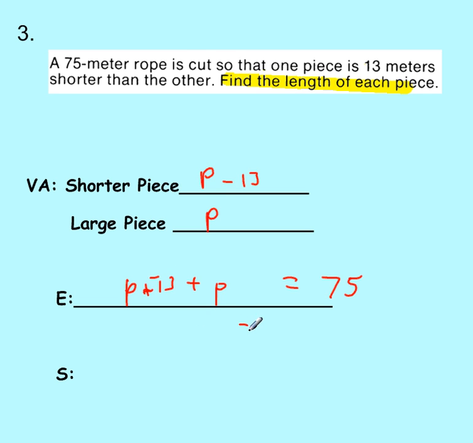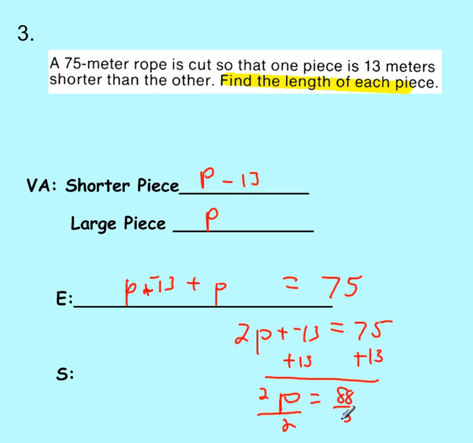Then we have 2P plus negative 13 is equal to 75. Add 13 to both sides, and we get 2P is equal to 88. Divide by 2, and P is equal to 44. So the larger piece is 44.